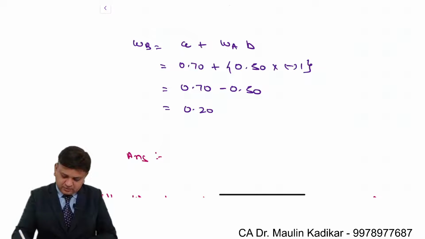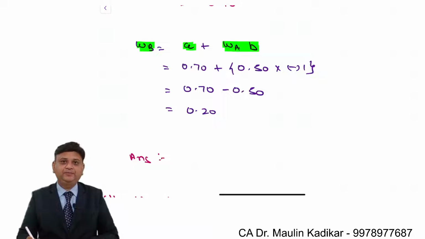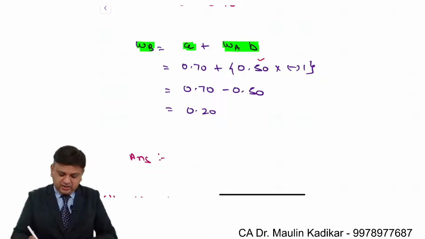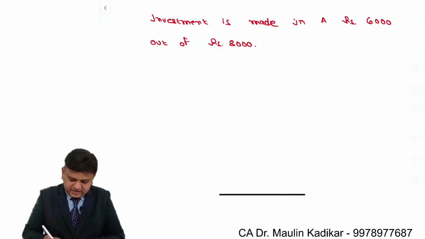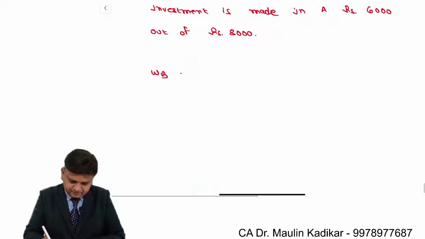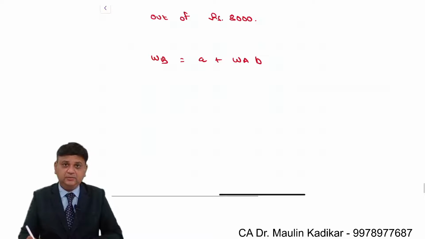Now friends, over here you can see that WB is equal to A plus WA into B. We have already derived this equation. So you can put the value of WA over here to compute WB. So we have something like this: WB is equal to A plus WA into B.